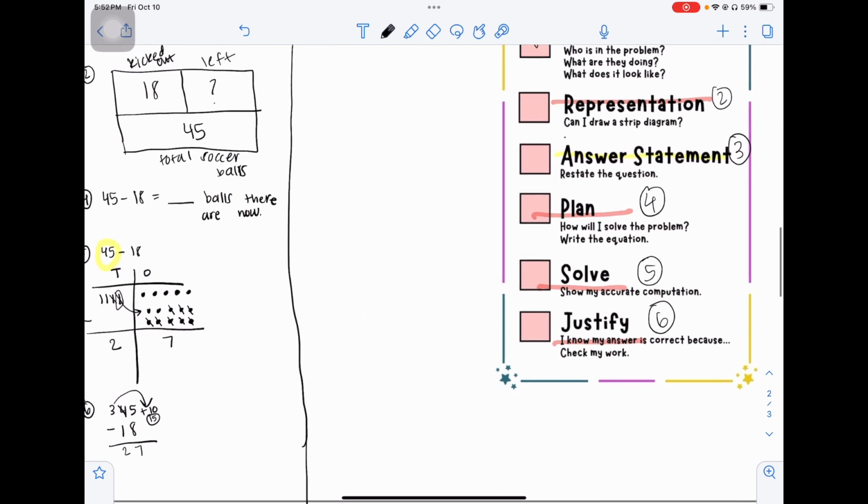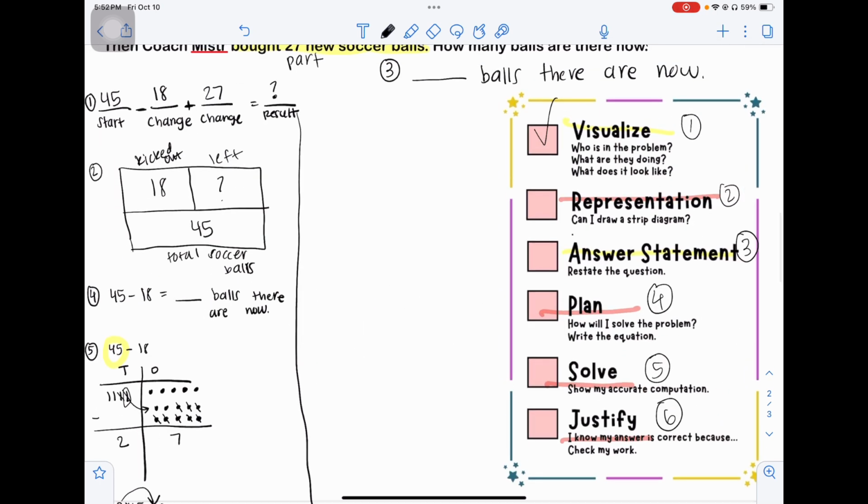Now I'm going to go to step two of the problem. So remember, I did the visualization piece. I did representation. I did my answer statement. I did my plan. I did my solve. I did my justify for the first part. Now we've already done visualization, so we're going to do representation again. And then we'll draw another check because, again, we're representing the second part of the problem.